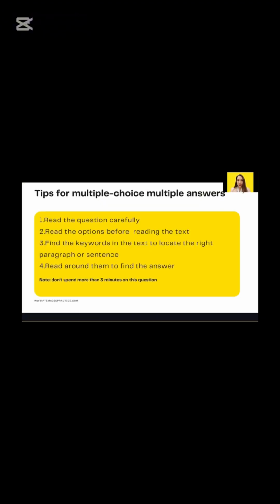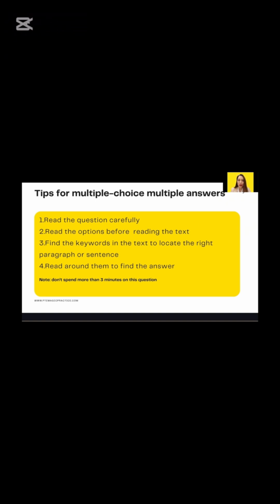So for multiple choice questions, multiple answers, the approach is quite similar to the multiple choice single answers. First of all, you need to read the questions very carefully to see what it's asking from you. And it's very similar to the other one. You have to highlight visually the keyword from the question. If the text is quite long, it's better for you to read the options first. So read through the options and find the keywords in the options.